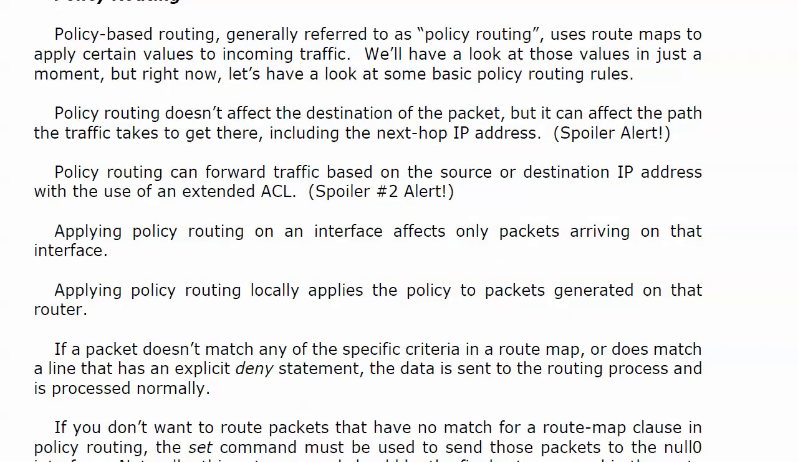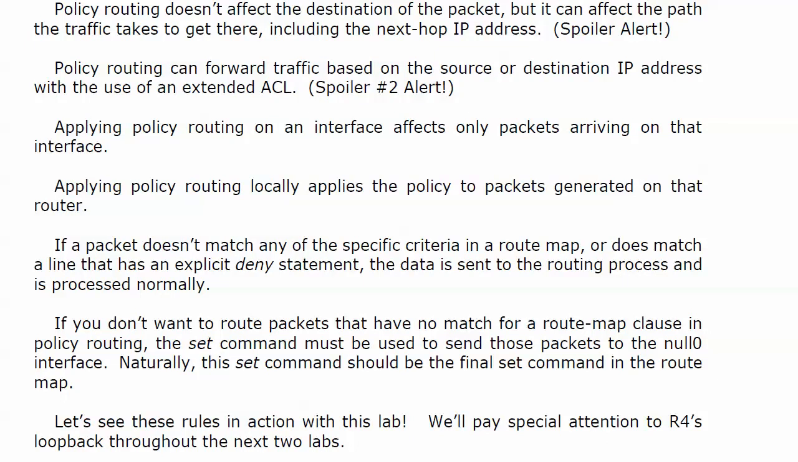One more rule here before we get to the lab, and that is if you don't want to route packets that don't have a match for a route map clause, what you have to do is use the set command and send those packets to the null zero interface. Then in essence you are discarding those, and of course that set command should be the final set command in the route map. Now we're going to see some of these rules in action with two labs, actually paying special attention to router 4's loopback throughout the next two labs.